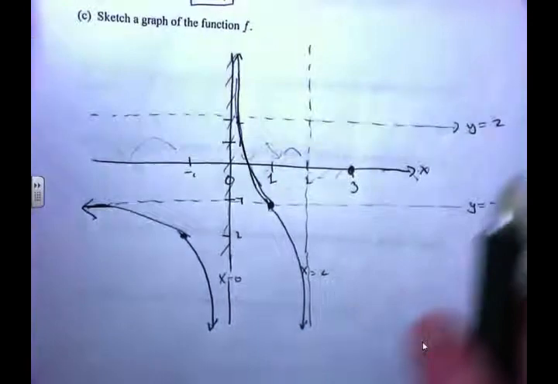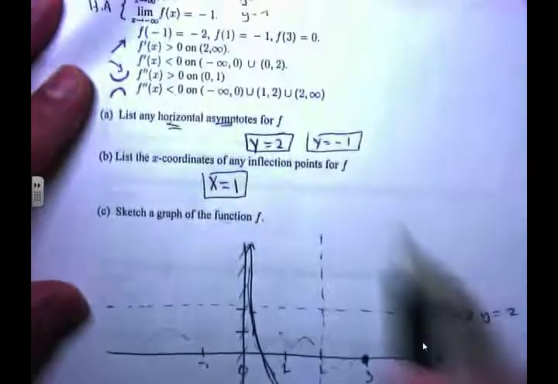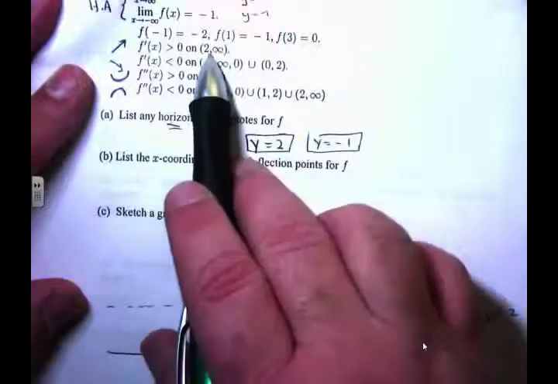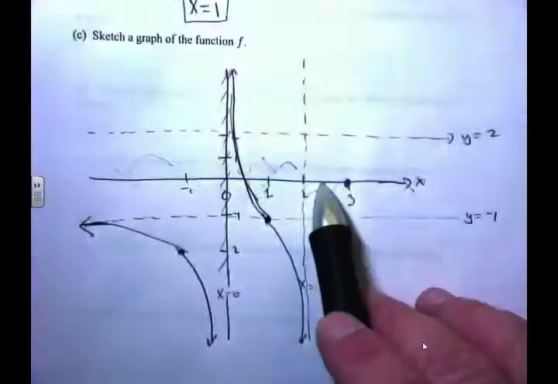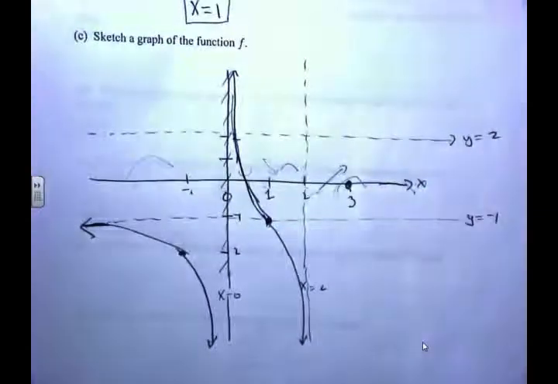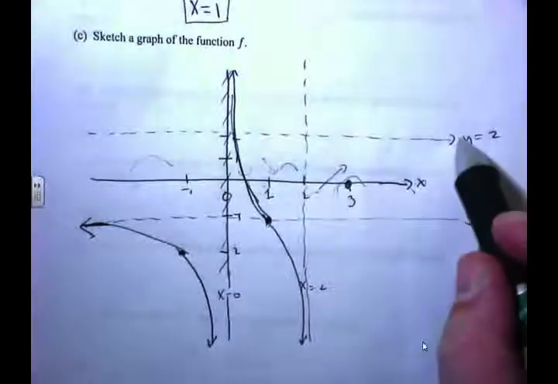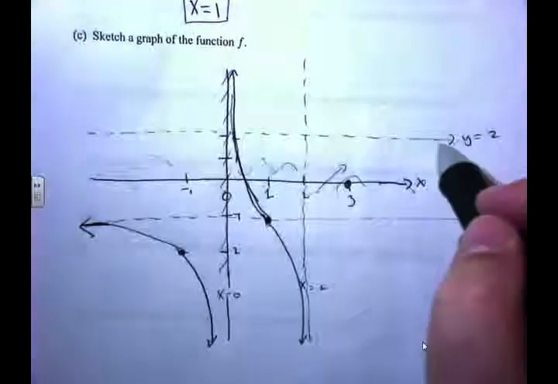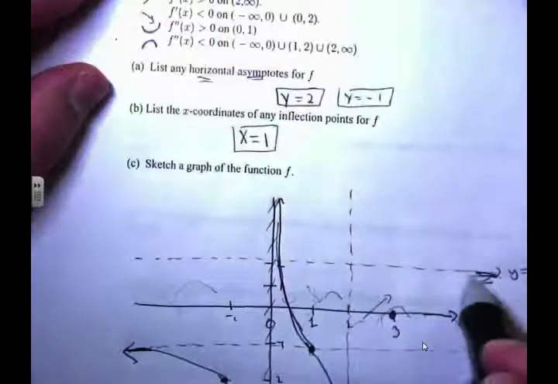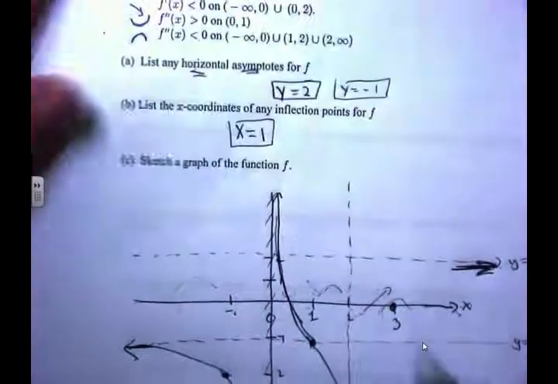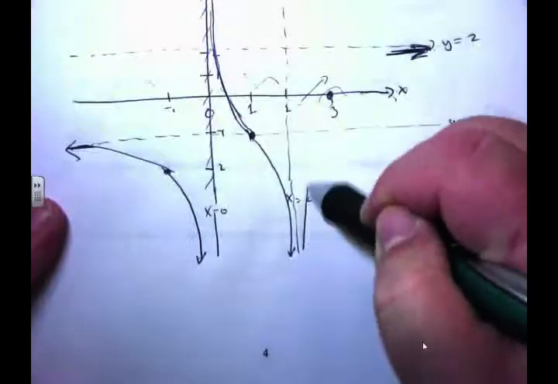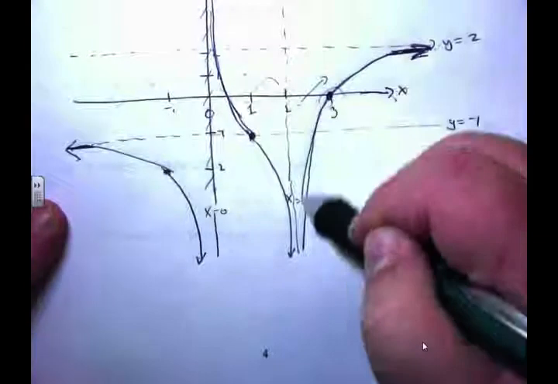Now once I pass 2, I've got to be concave down, and I've got to be increasing. How do I increase and be concave down? Also remember, I have y equals 2: as x approaches positive infinity, I'm going to 2, so I know I've got to eventually come out along this line right here. And I've got to go through this point here. I've got to increase and be concave down the whole time. So this is my picture.